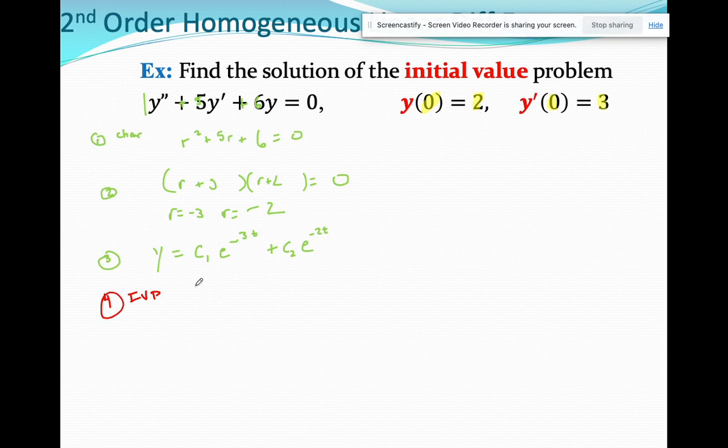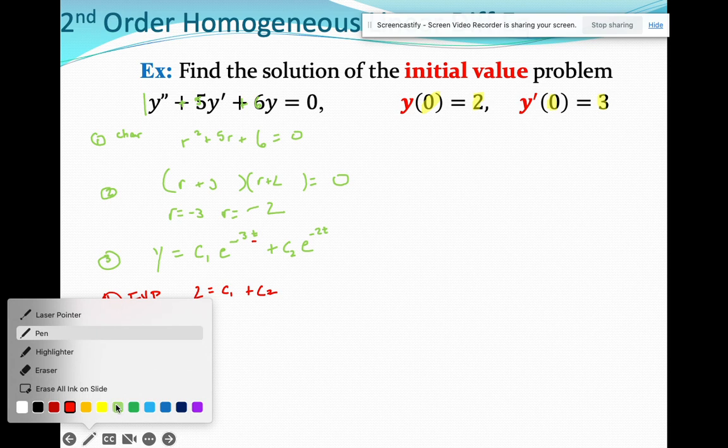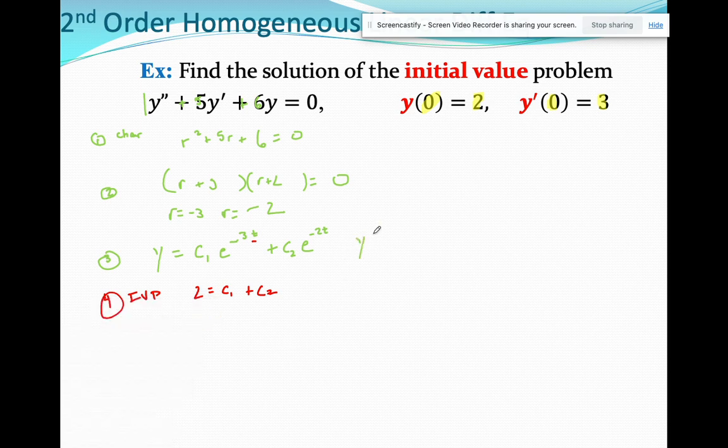So what do I have? I have 2 equals, and I'm going to put a 0 in here and here. So aren't I just going to get C1 plus C2? Uh-oh, that's one equation and two unknowns. What do I have to do? Oh, right. I need to go find y prime. But I think you can do that. I have confidence. y prime is going to be negative 3 C1 e to the negative 3t minus 2 C2 e to the negative 2t. You thought plus C was bad in BC. You're going to have so many C's.